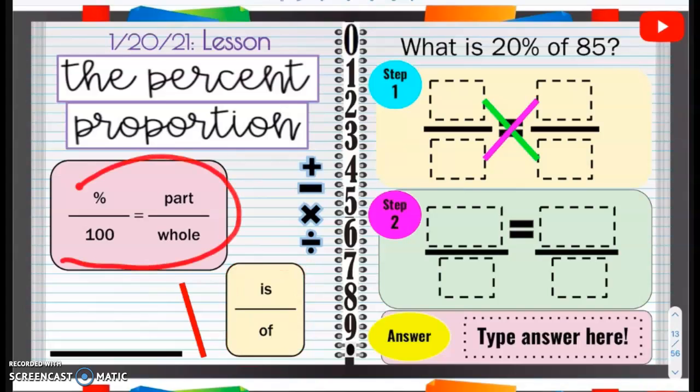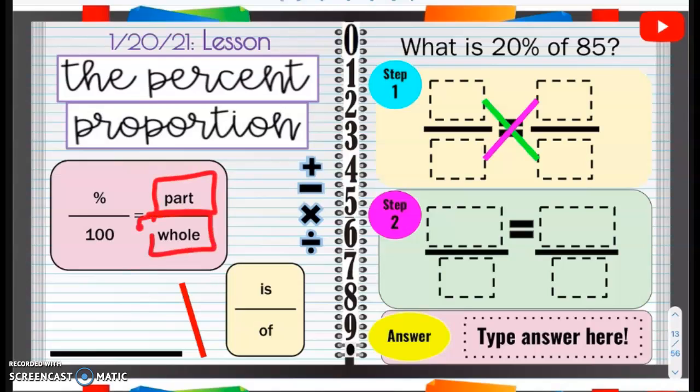So we're going to take a look at this one first. The percent out of 100, because a percent is out of 100, remember, because everything, a whole, is 100%. And we're going to take the part out of the whole. So we're going to take a look over here. It says, what is 20% of 85? So one way that you could do it is 20%. What is 20% of 85?